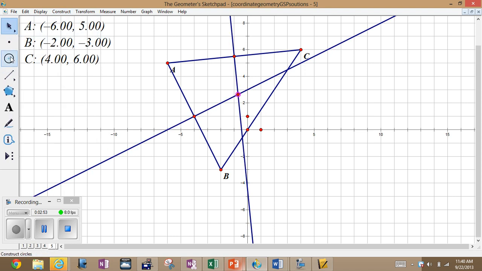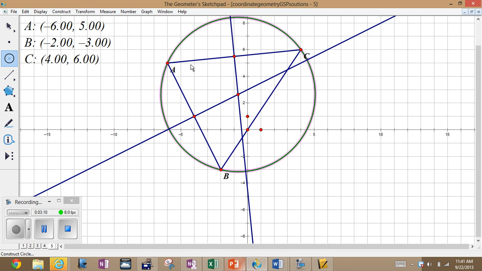So therefore, I should be able to draw a circle from this point out to A or B or C, and it's one and the same. So there we have it.